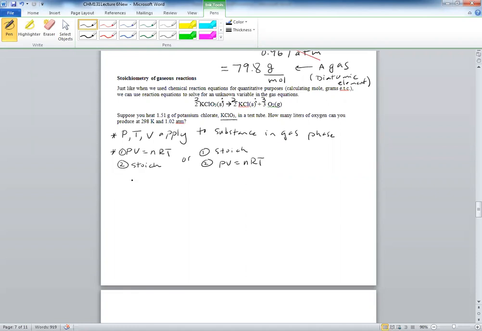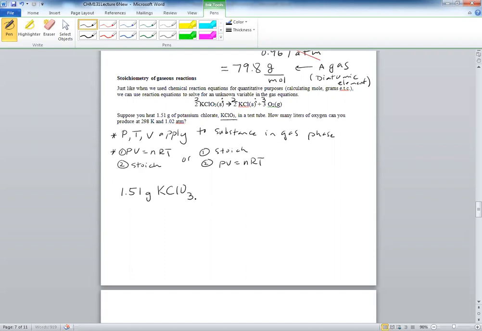But you should be careful because you're committing a mistake here. What is the mistake? Hear me very carefully, okay? Take me seriously for a moment. Potassium chlorate is a solid. You cannot apply PV equals nRT to the solid. So we're given here the mass, 1.51 grams of potassium chlorate. We can't convert this to the moles of potassium chlorate and plug in.